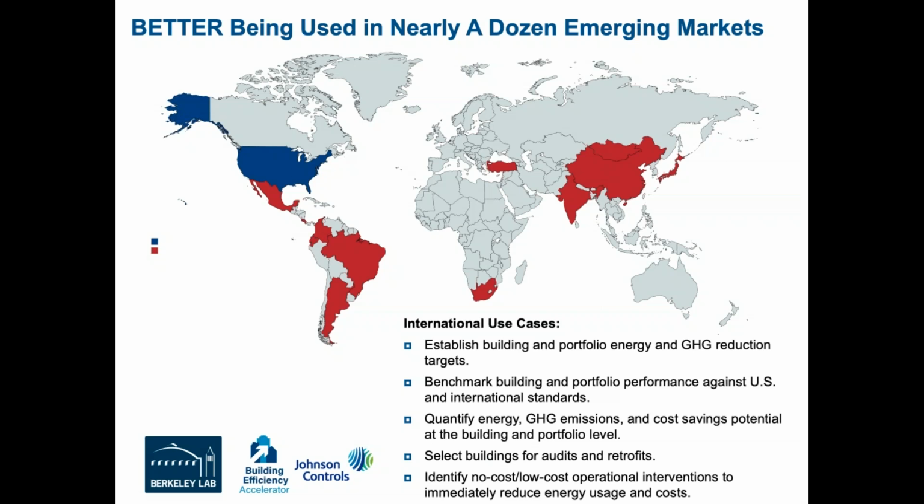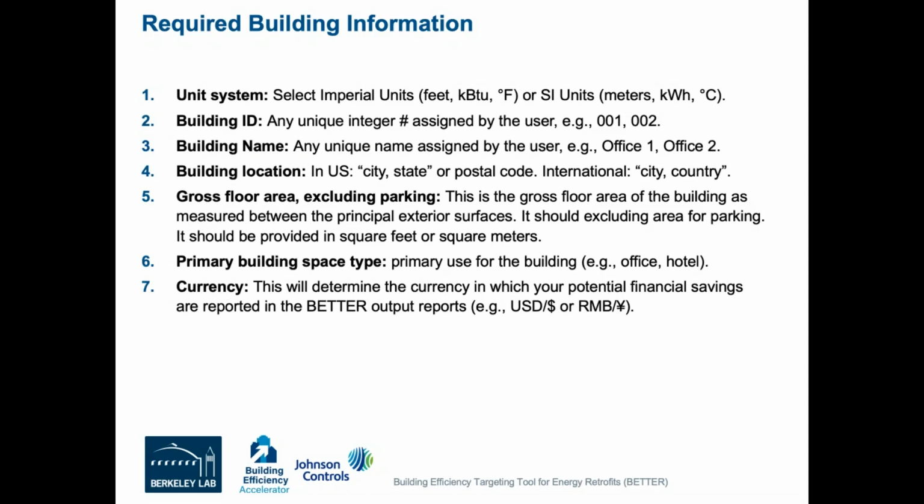So with that context, I'm going to talk about now, if you'd like to use Better, what data is required. And in partnership with Johnson Controls, it's our aim to keep the data inputs as minimal as possible, but yet still generate useful analytical outputs that can help to improve energy performance in buildings. So in terms of the data requirements, first and foremost, Better requires the following information about buildings.